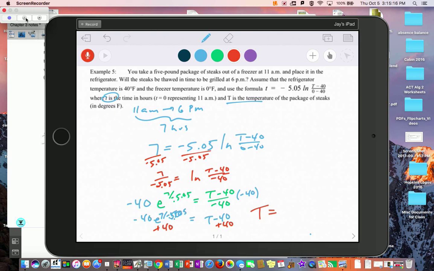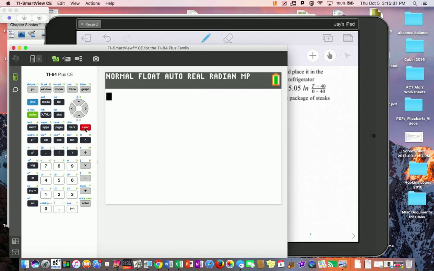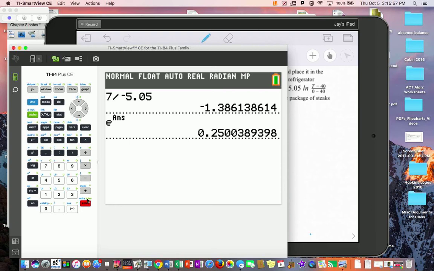So this will get me my big T. We have to go back now and type in this number, and then we're going to take e and raise it to it and multiply by the negative 40 and then add the 40 at the end and see what we get. So the first thing we did was we had 7 and we divided by the negative 0.05. Then I needed to take e and raise it to that answer. And then we multiplied it by negative 40. And then I had to add the 40. So you can go back and look at the steps, but that's exactly what we did.